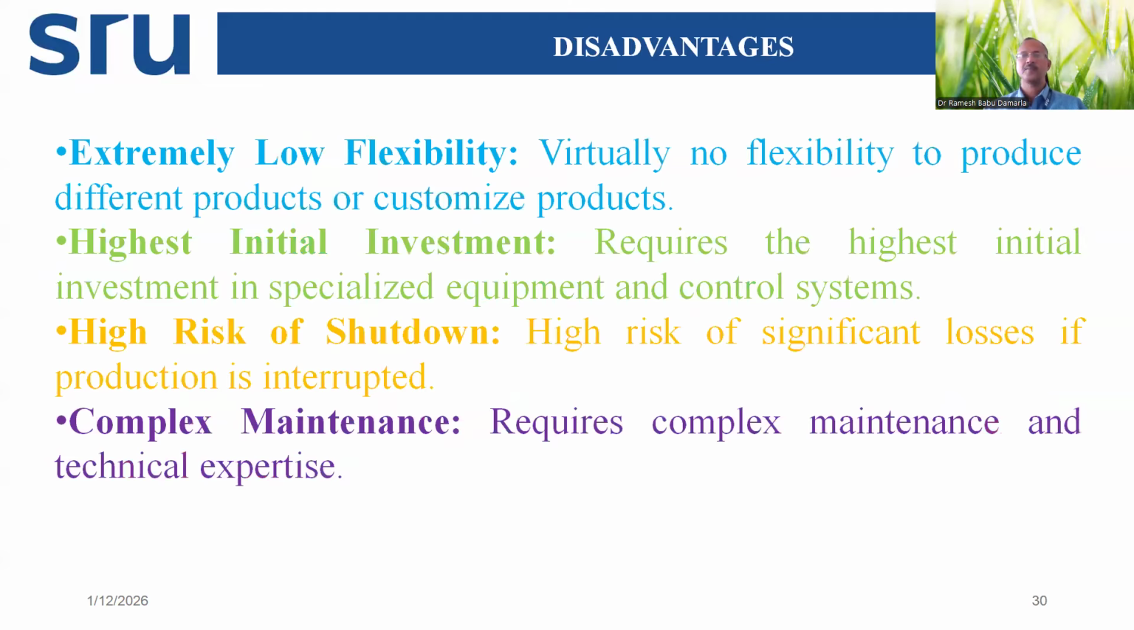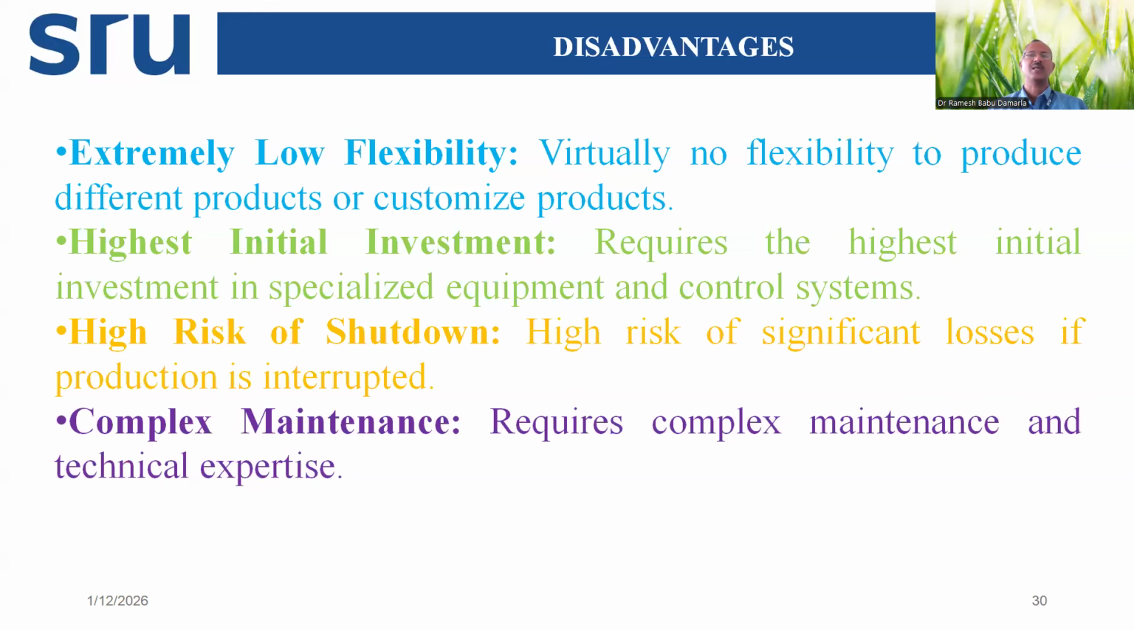Let us see the disadvantages of this kind of continuous production. Extremely low flexibility. Here we have set the entire assembly line, production line, process line for one particular product. It's not easy to change to a new product. The entire specialized machinery needs to be changed. So different or customized products cannot be made.